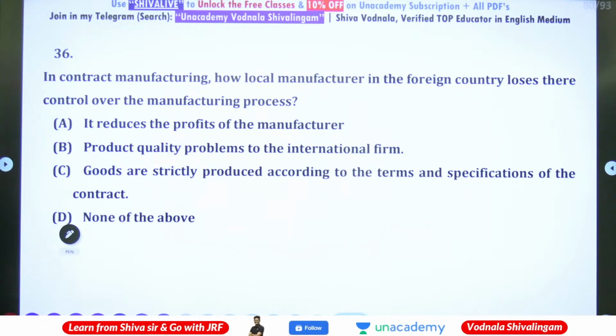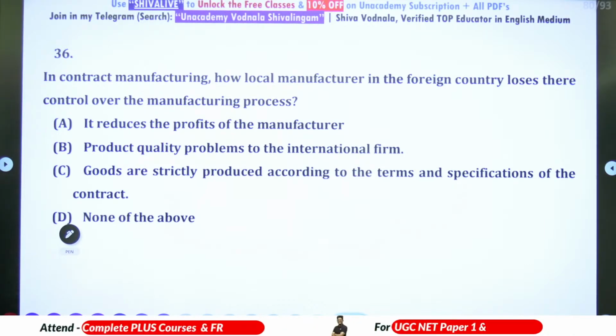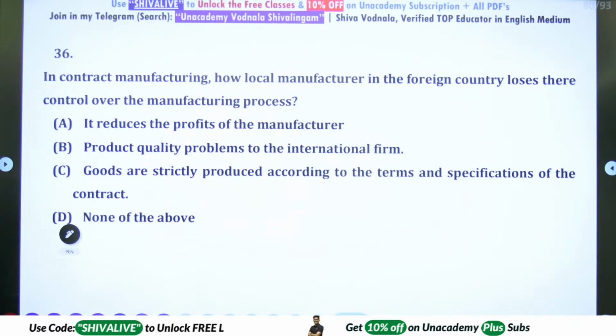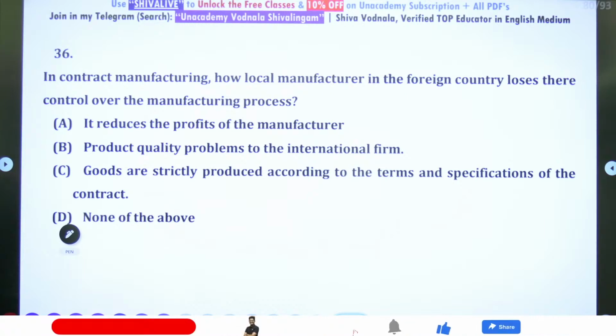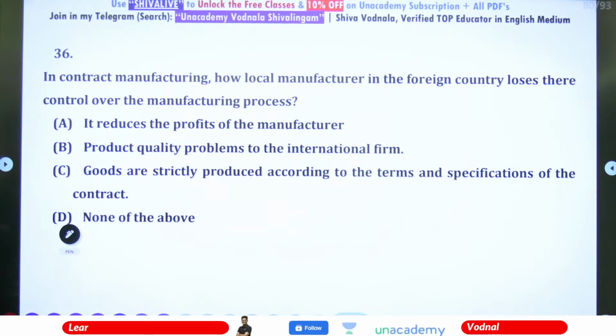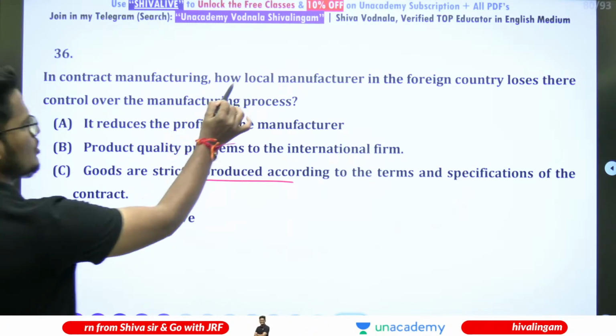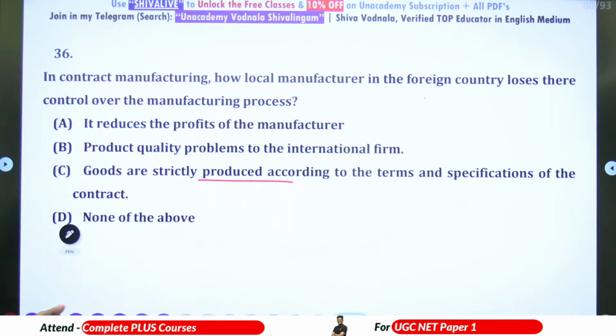In contract manufacturing, how does a local manufacturer in a foreign country lose their control over the manufacturing process? Option C is the given answer. Goods are strictly produced according to the terms and specifications of the contract.